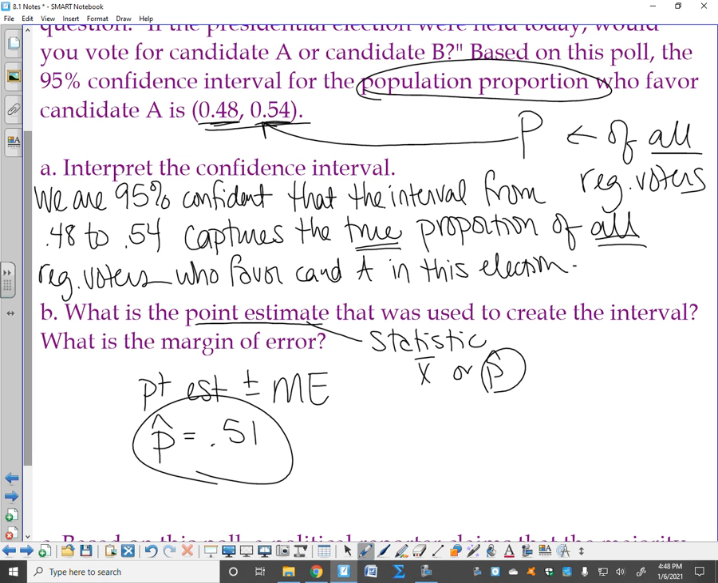That's where it started. I took that P hat of 0.51 and I added something to it and I subtracted something from it, and that's where I got my interval from. Speaking of adding something to it, subtracting something from it, what did you add and subtract from a 0.51 to get a 0.54 and a 0.48? That is your margin of error. Well, if this is a 0.51 and I got to a 0.54, that's 0.03. And if this is a 0.51 and that's a 0.48, that's a minus 0.03. So my margin of error is a 0.03. I didn't use any formulas for that. Just find the middle and then figure out what was added or subtracted from the middle to get to those two endpoints.